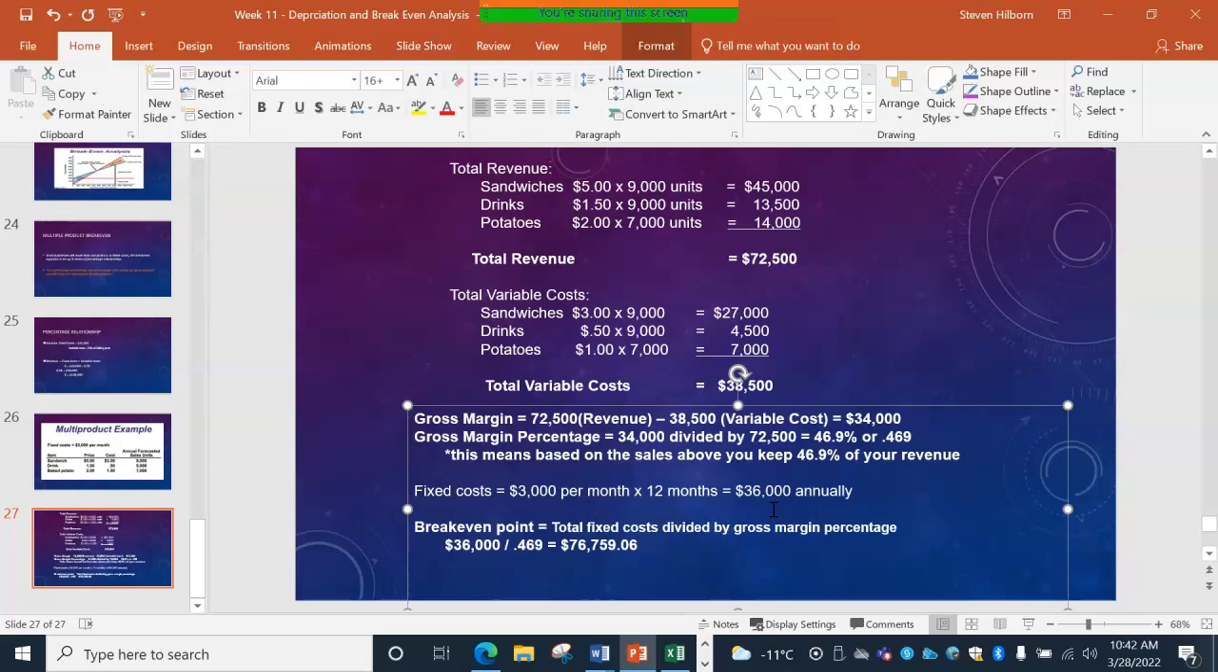So you would have to either, again, raise your revenue, which maybe I'm raising my prices. And if I were just to raise my prices 25 cents on all of these, I would probably make enough money, or reduce my cost. Same thing, if I can reduce my cost of a sandwich to $2.50 or a potato to 75 cents, then I could probably not only break even, but make some money.